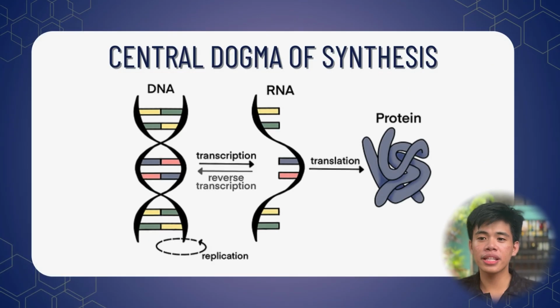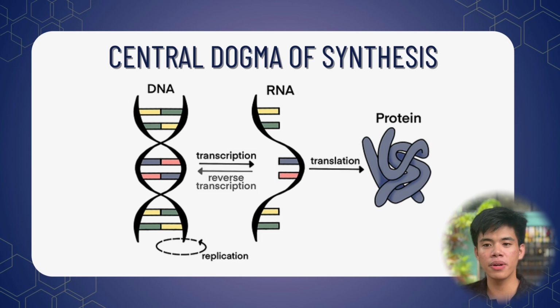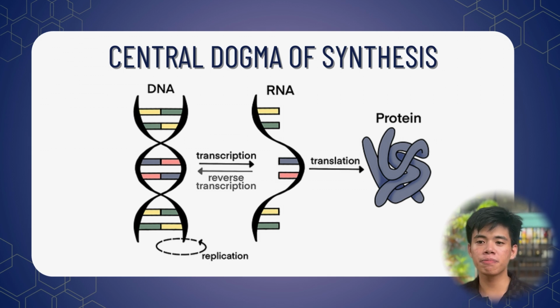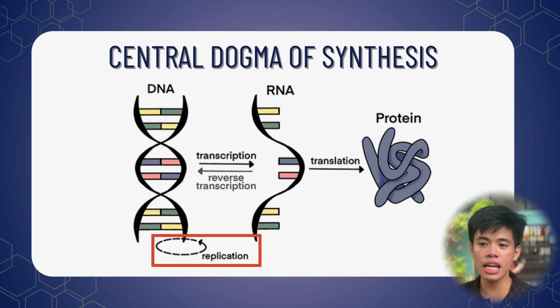This flow of genetic information follows what we call the central dogma of molecular biology. It is a simple but powerful flow of information that goes like this. It starts with replication, where DNA makes an exact copy of itself. This is important during cell division so that each new cell has the same genetic instructions.